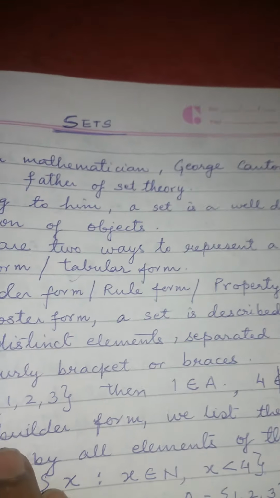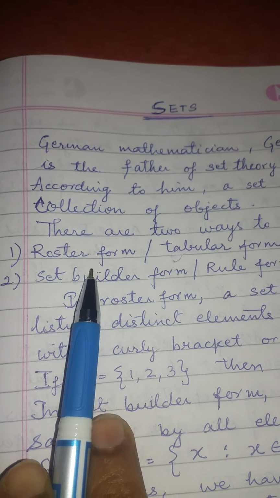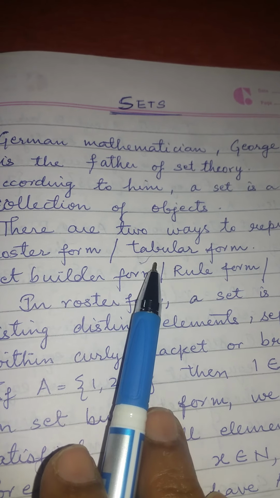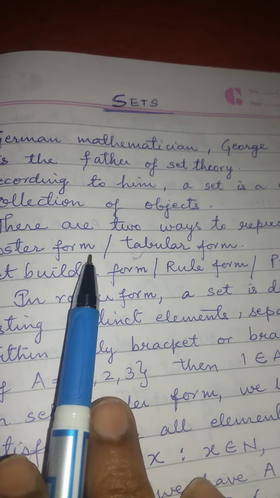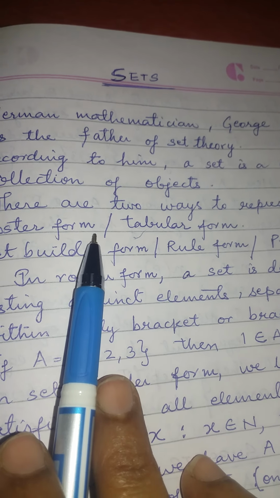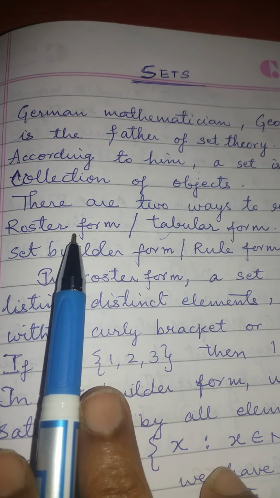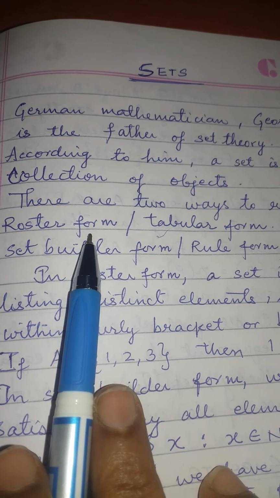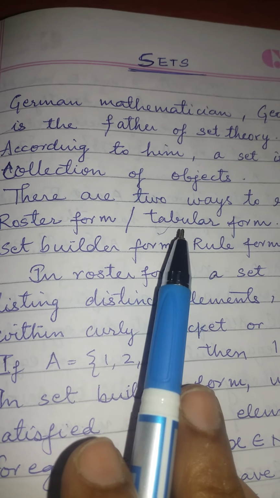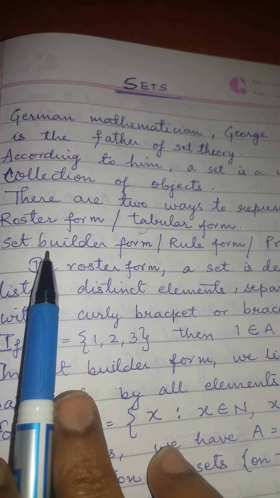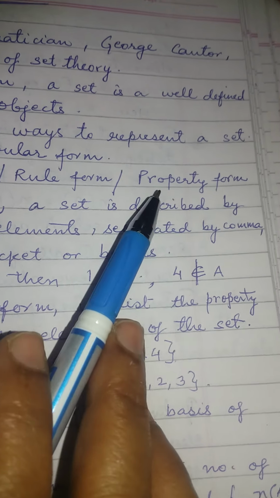There are two ways to represent a set. Like if suppose I say set A is the set of all English alphabets. One is roster form, the other one is set builder form. Roster form is also sometimes called tabular form. Set builder form has a few names: it can be called rule form, or property form.